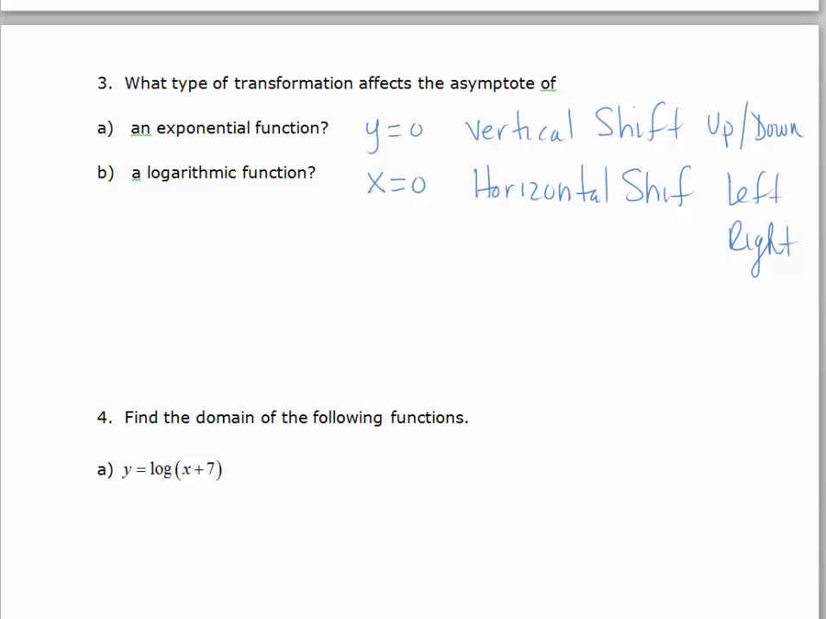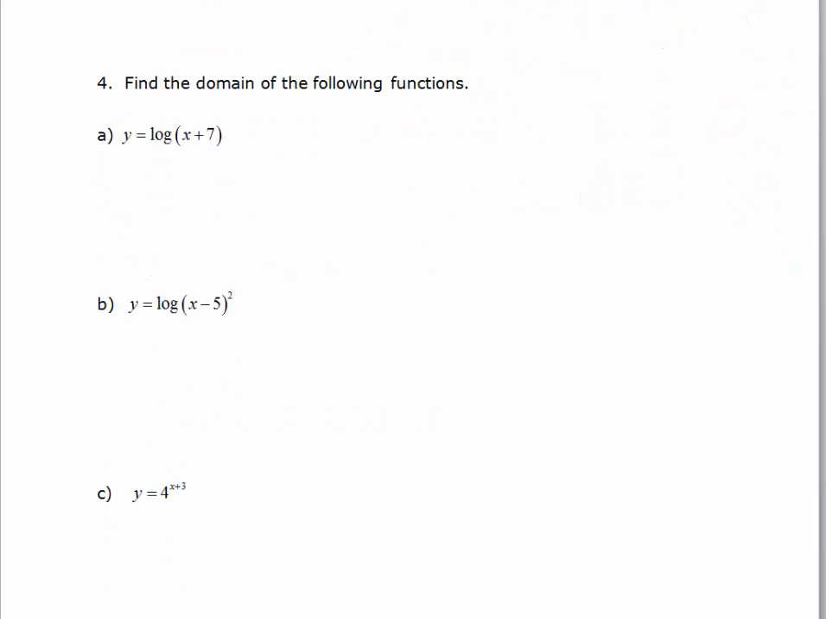Okay. And the last couple here, find the domain of the following. I know that x plus 7 has to be positive. It can't be 0, and it can't be negative, so x is greater than negative 7, or in interval notation that would be negative 7 to infinity, open parentheses on both ends.